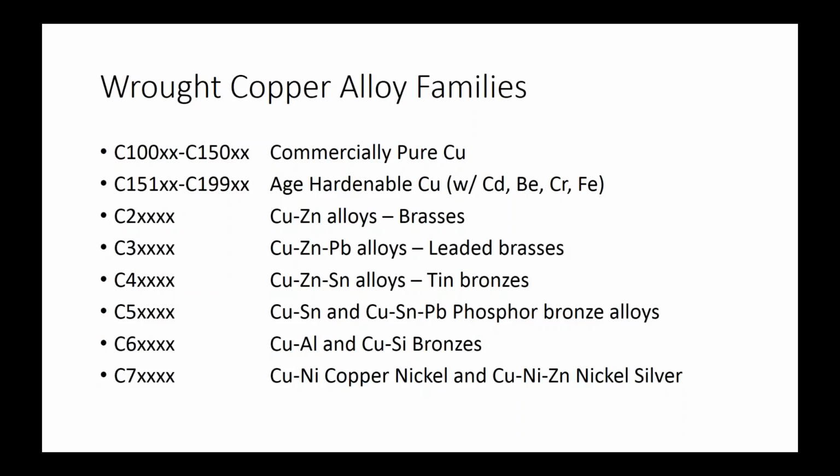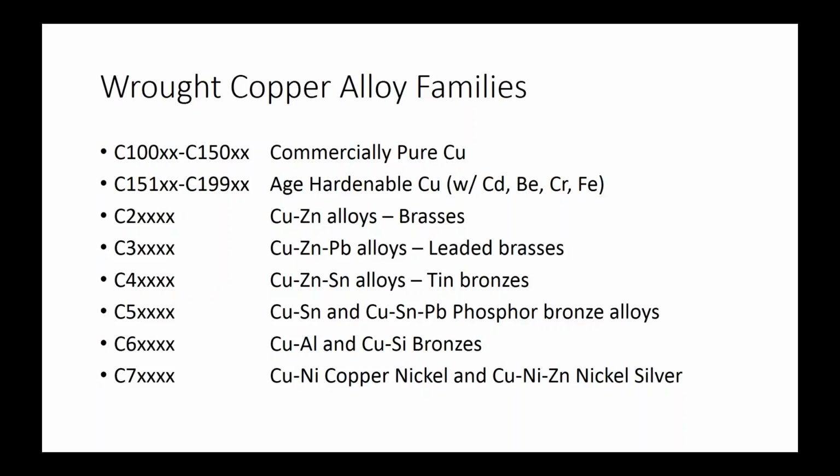The 200 series, copper zinc alloys, brasses. The 300 series, copper zinc lead alloys, leaded brasses. 400 series are the tin bronzes. 500 series are phosphor bronze or tin bronzes of historical significance. You can find tin bronzes, and that's the genesis of the Bronze Age in antiquity. The copper tin lead alloys are listed in there too.